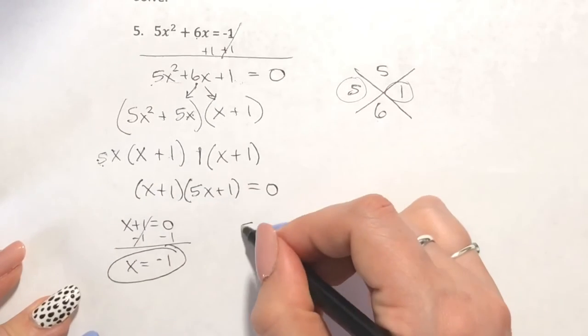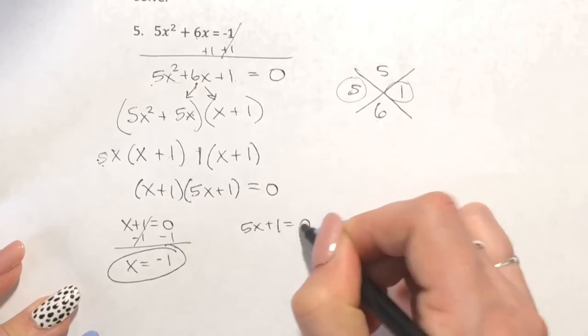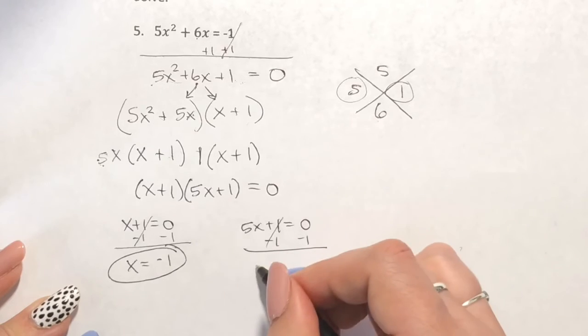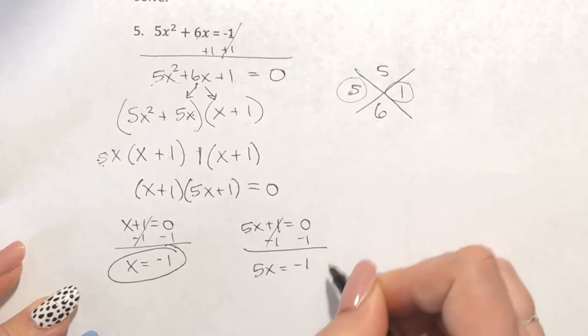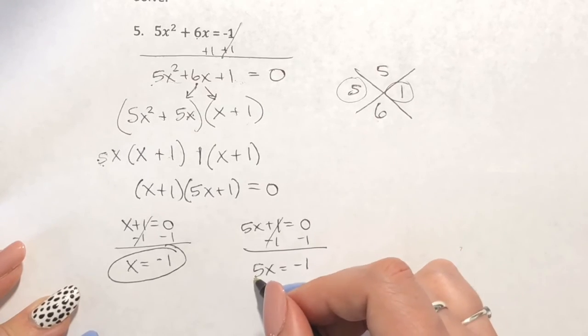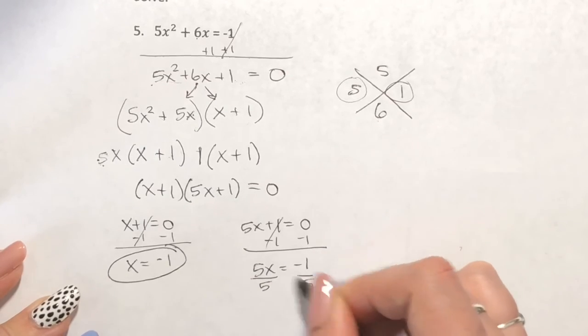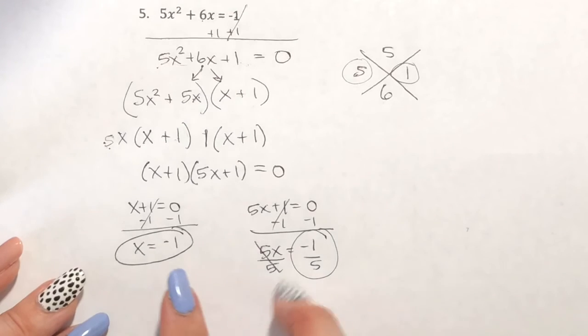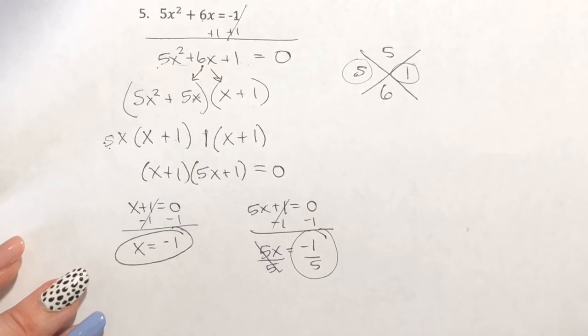And then for the 5x plus 1, set that equal to 0. First, I would need to minus the 1 over. And I get 5x equals a -1. And then now to get rid of the 5, we divide by 5. So we do get a fraction, and we get a -1/5. So our two answers would be -1 and -1/5.